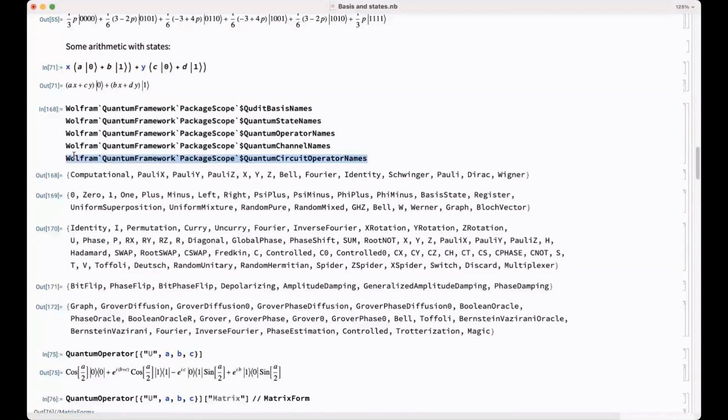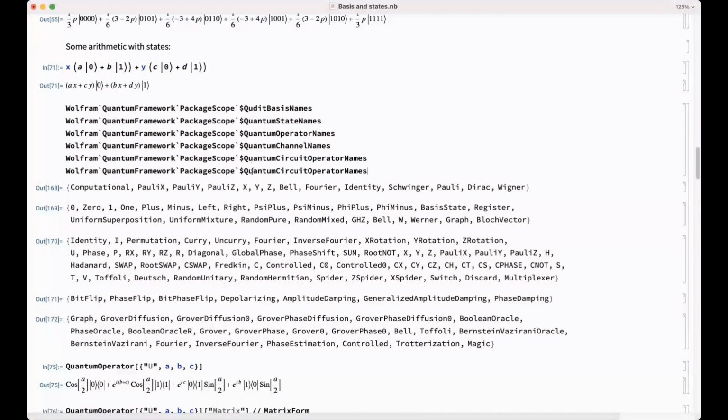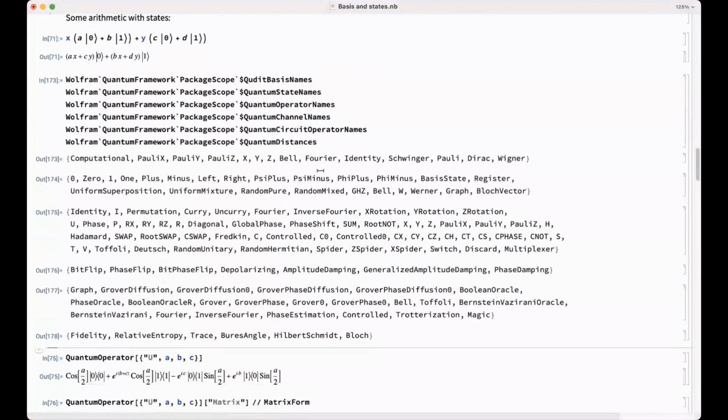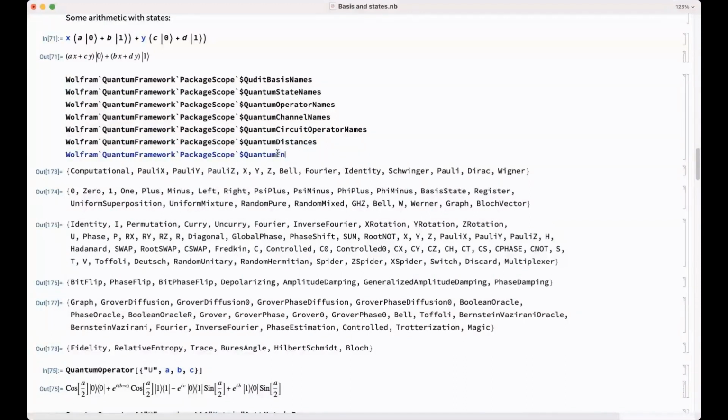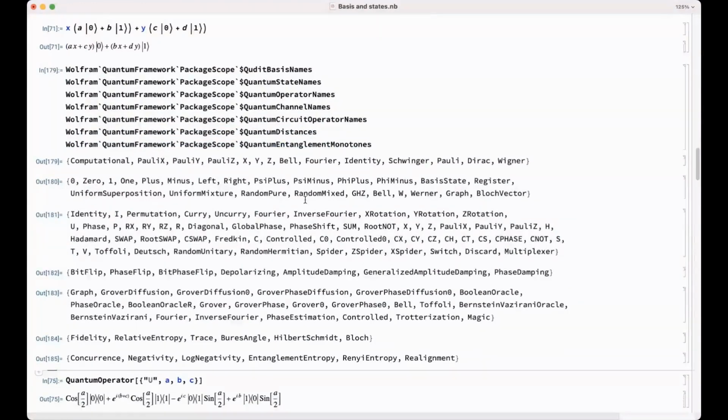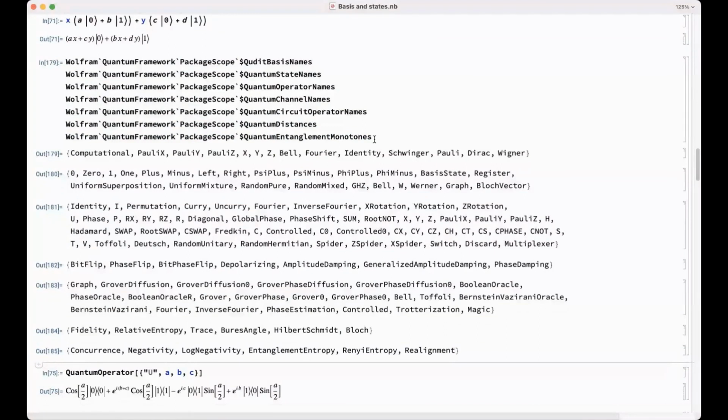And maybe we also have quantum distances, maybe a useful one. And it covers most of the named stuff that you can just use in relation to those objects.